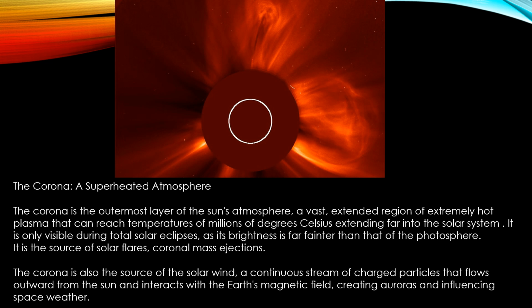The final layer is the corona, a superheated atmosphere. The corona is the outermost layer of the Sun's atmosphere, a vast extended region of extremely hot plasma that can reach temperatures of millions of degrees Celsius, extending far into the solar system. It is only visible during total solar eclipses, as its brightness is far fainter than that of the photosphere. It is the source of solar flares and coronal mass ejections.